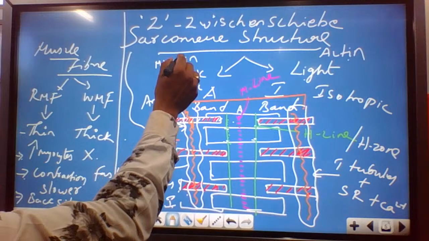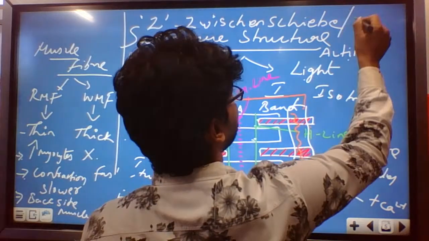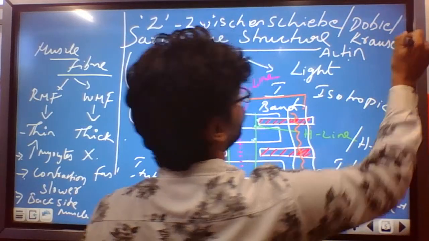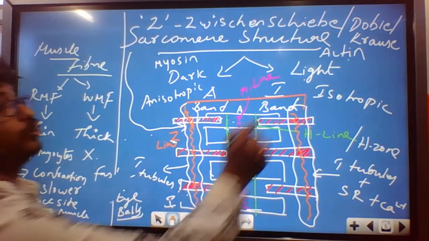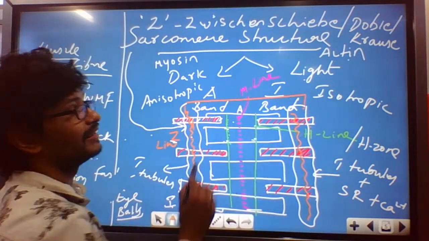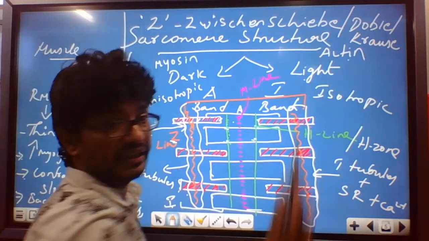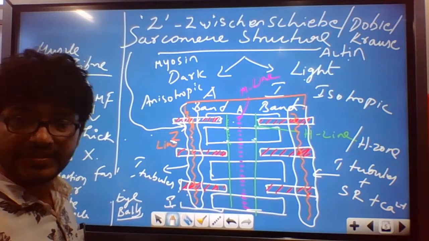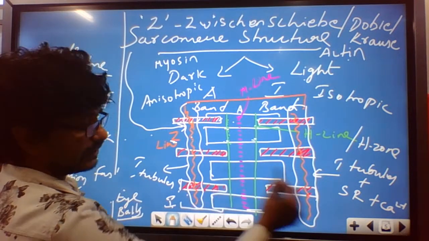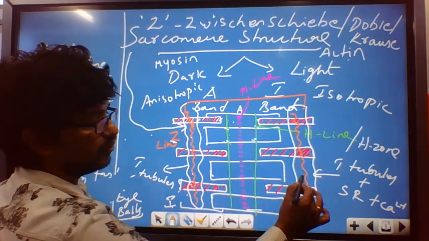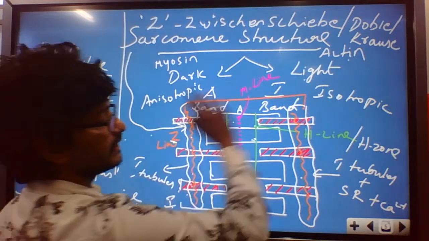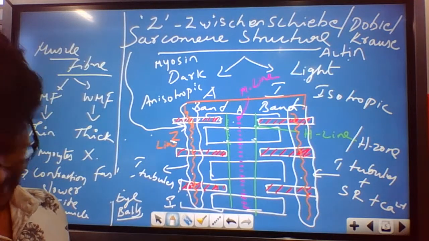What is the other name for the Z line? The Z line can otherwise be called the Dobie line, or Krause's line, or Zwischenscheibe. All these three different names are given for the Z line. Sometimes if they don't give Zwischenscheibe and say Dobie or Krause line, it means they're talking only about the Z line. The Z line is nothing but the boundary, and the gap between one Z line and the next is what we call the sarcomere. So this shows the structure of the sarcomere.